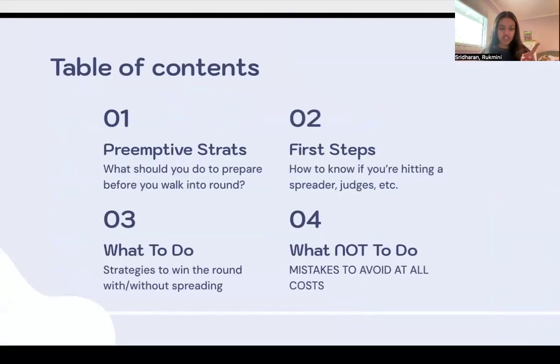Okay, so we're going to be going over four main things. First is preemptive strategy. So this is essentially what you should be doing to prepare before you even walk into round and before you even head to the tournament as well. Second is first steps. So this is how to know if you're hitting a spreader, if you have a circuit judge, etc. Third is what to do, right? So some basic strategies to win the round with or without spreading. And fourth is mistakes to avoid at all costs if you want to win your round against a circuit debater.